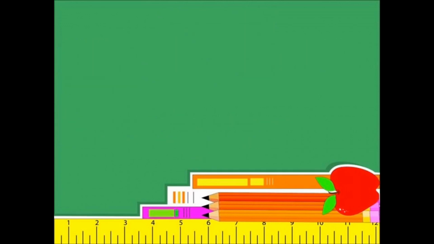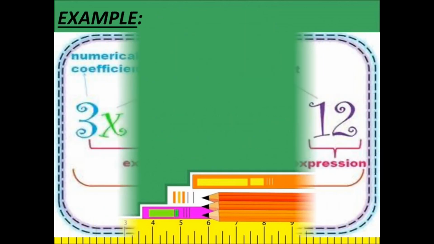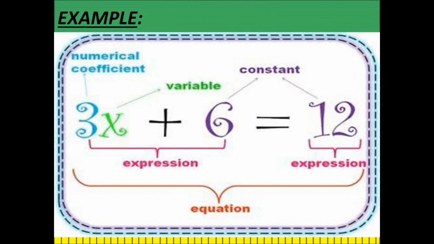Now see one more example here, and the example says that 3x plus 6 equals 12. Now here students, in the LHS there is an expression 3x plus 6, and in the RHS there is also an expression, that is 12. Now in this 3x, 3 is the numerical coefficient and x is the variable. And here 6 is the constant and 12 is also the constant. Hopefully it is also clear to you.